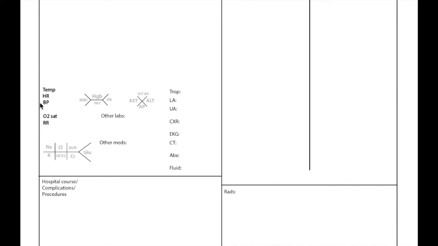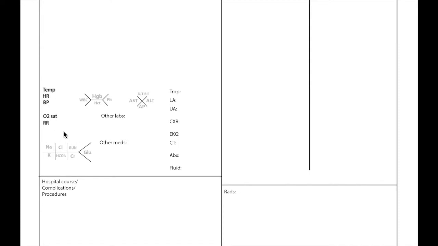So here, let's go to the vitals tab. Temperature, if they are febrile, I write the temperature. Otherwise, I just put a big OK. If everything is normal, I just put a big OK. That tells me that the vitals are normal. If anything is abnormal, I write down the abnormal thing.